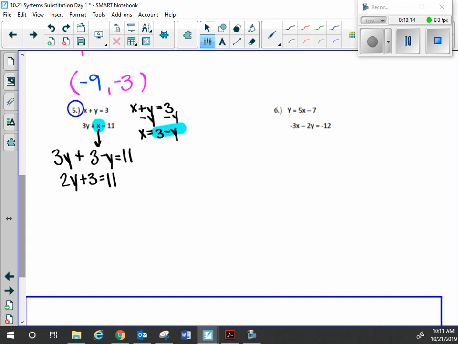So subtract 3. 2y equals what? So y is? You're halfway there. Plug it in. So, y is 4. Easiest to go back into the first one. X plus 4 equals 3. Very good. -1. We did it. We did it.